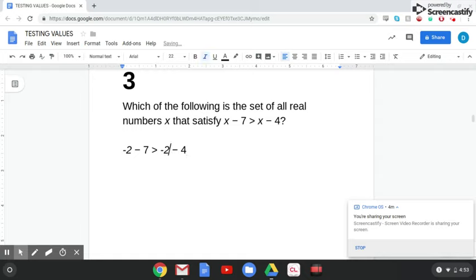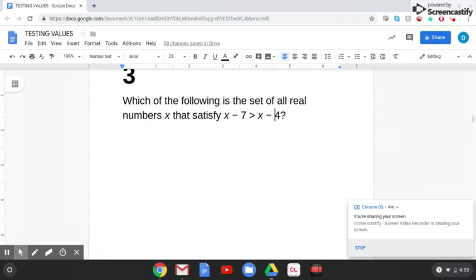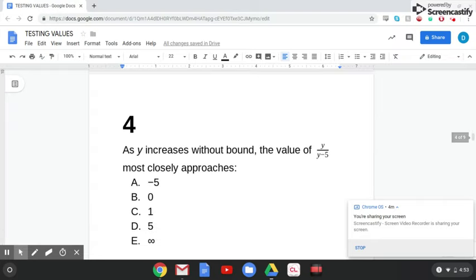So if we plugged in negative 2 here, that would get us negative 9 is greater than negative 6, which, again, is not true. Right? So none of the values we picked work, which means that it has to be the empty set. And the reason it's the empty set is that this is saying that a number minus 7 is greater than a number minus 4, and that can't ever be true, because a number minus a big value is never going to be greater than a number minus a smaller value. But again, you don't have to understand that conceptually if you properly use the strategy of testing values.